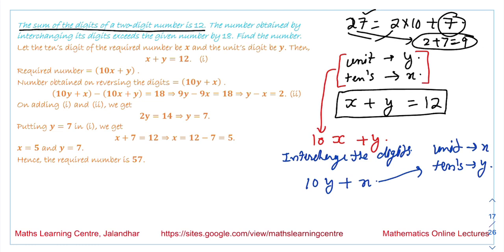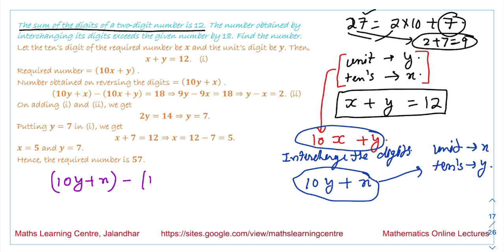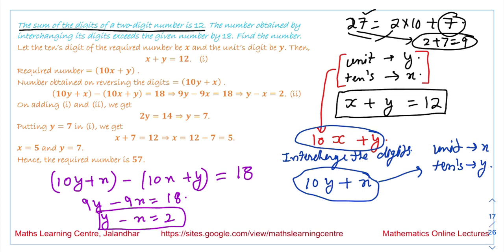It is given that the number obtained by interchanging its digits exceeds the given number by 18. So this is the larger number and this is the smaller number. We are saying 10y plus x minus (10x plus y) is 18. This becomes 9y minus 9x is equal to 18, so y minus x is equal to 2. So we have two equations now: x plus y is equal to 12 and y minus x is equal to 2.